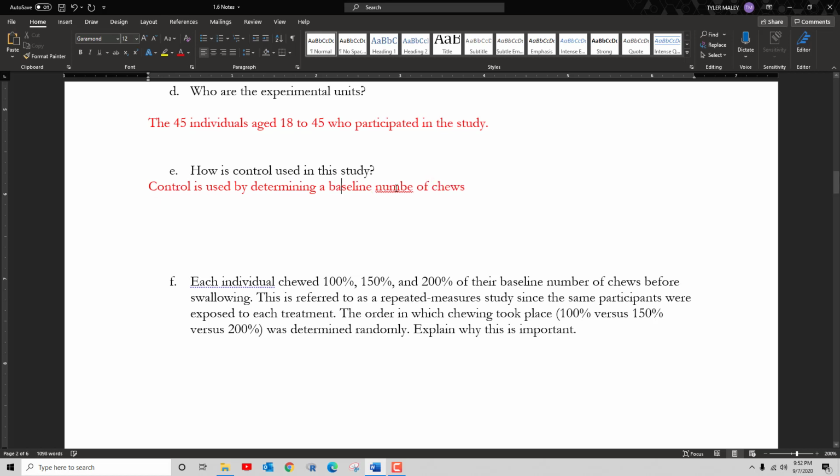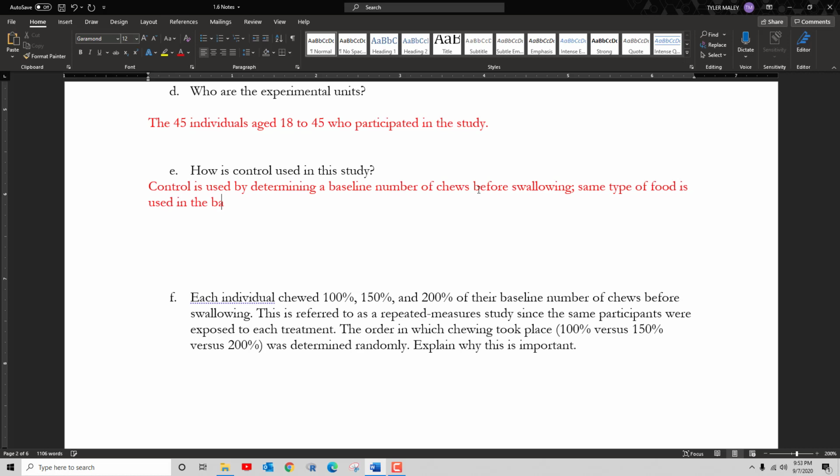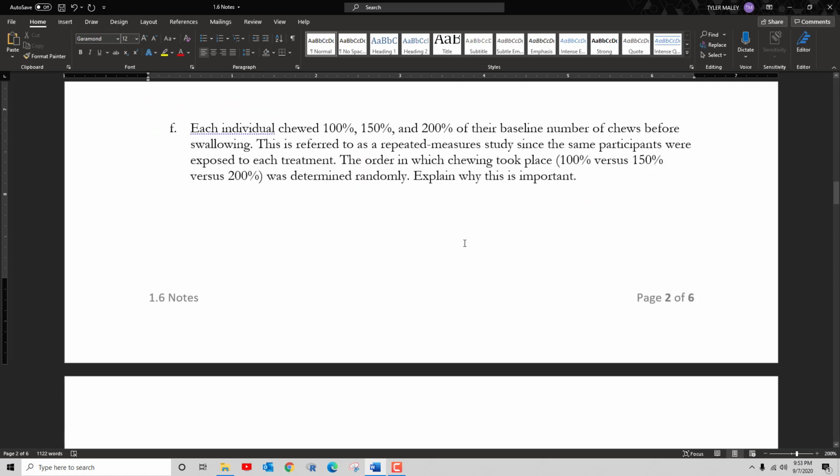Oops, I forgot, I had some typos here, sorry. The number of chews before swallowing. The same type of food is used in the baseline as in the experiment. And also the same time of day, lunch time, right? So some people probably eat different amounts of food at different times of day, right? And also age, 18 to 45, was controlled.